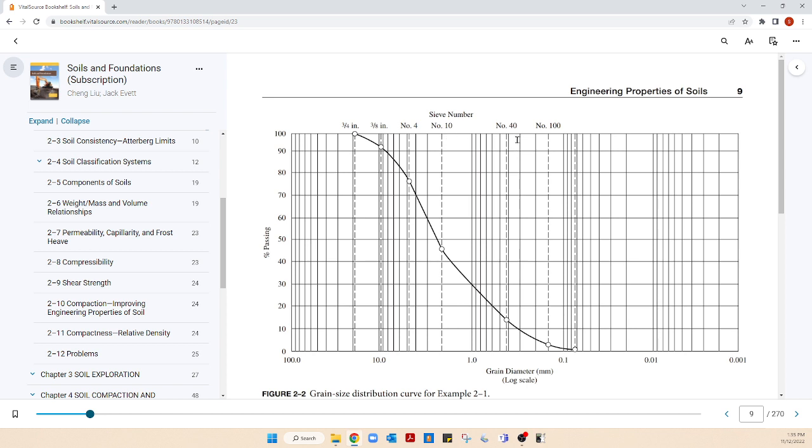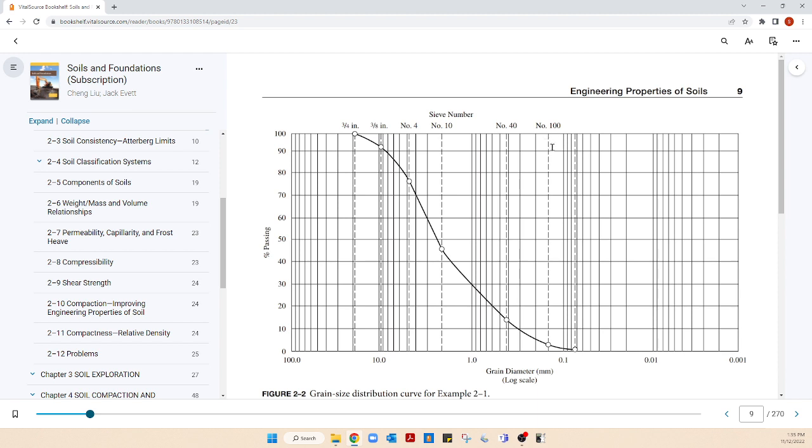The number 40 sieve, the higher the number, the smaller the sieve. The number 40 sieve is 0.425, and the number 100, I don't think we'll use it, but if we do, it's 0.150 or 150 thousandths. That's how many holes there are per inch in a sieve. So some of these things are smaller than your window screen.